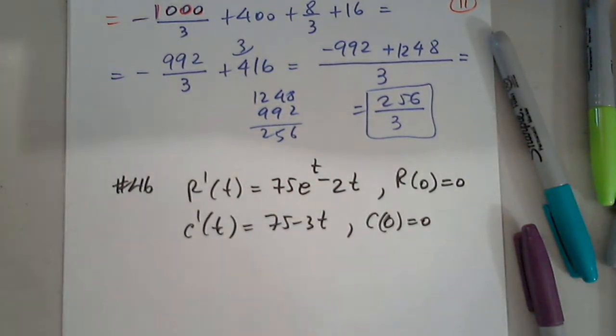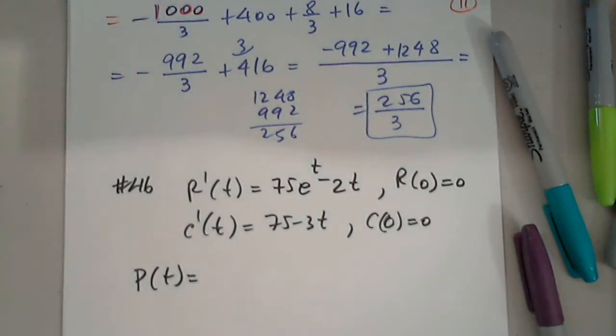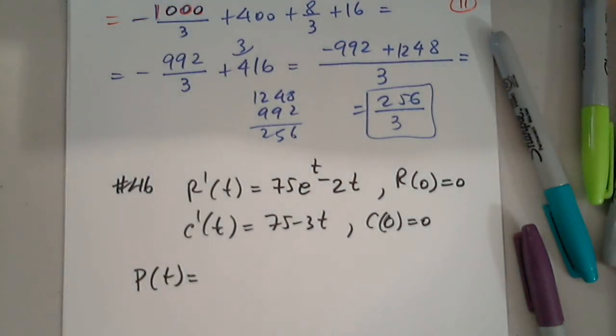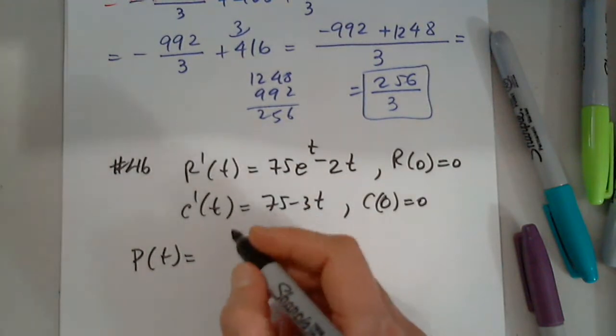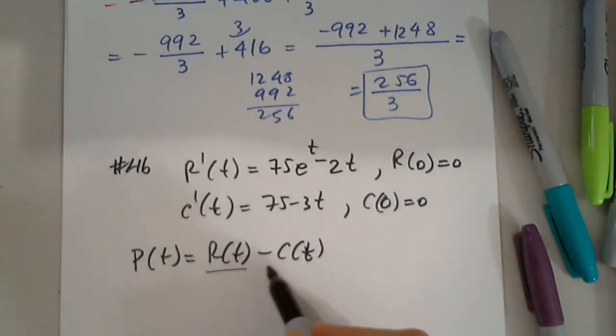Okay, so we know that the profit, from 0 to 10, I'll come back to it. So we know that the profit is the revenue minus the cost. But we don't have this.